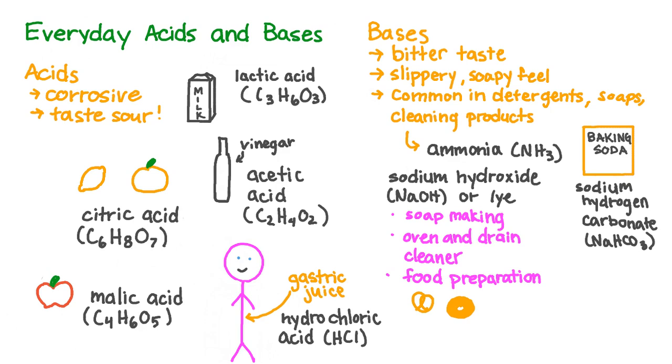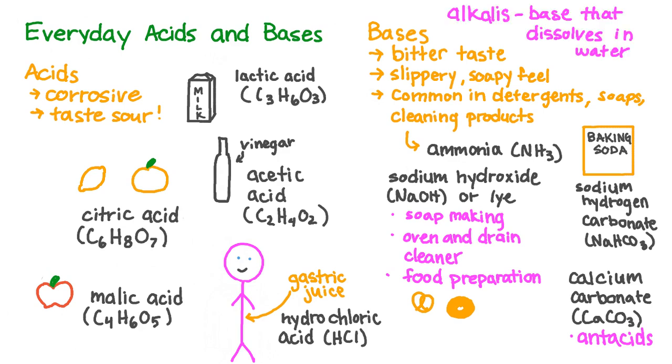Sodium hydrogen carbonate, otherwise known as baking soda, is used in baking as a leavening agent. Sodium hydrogen carbonate can also be used as an antacid, but if you buy antacids from the store, you're most likely buying calcium carbonate. Sometimes you'll see bases referred to as alkalis, but there's a slight distinction between the two terms.